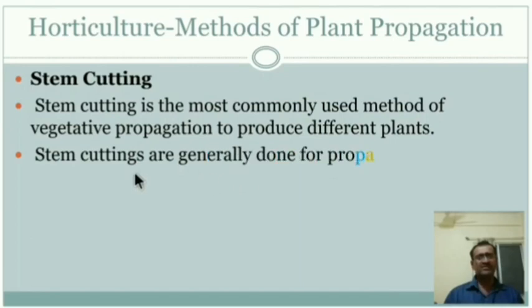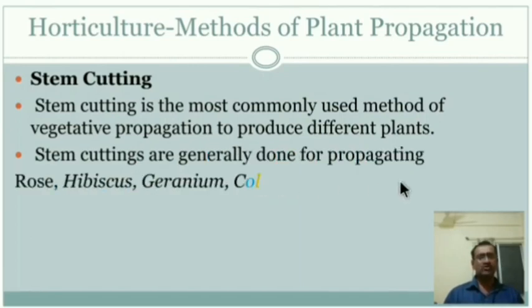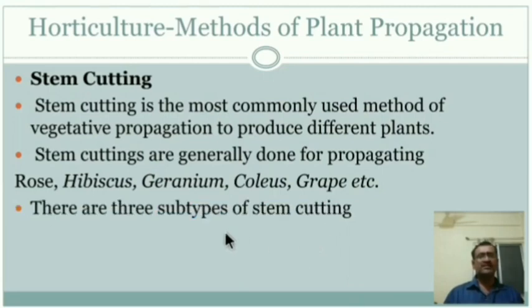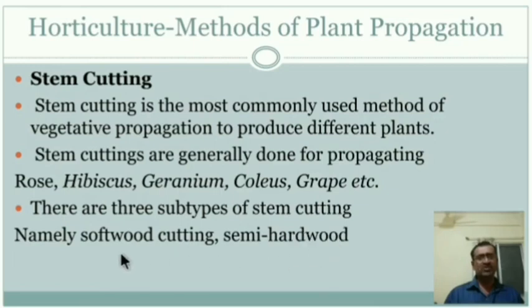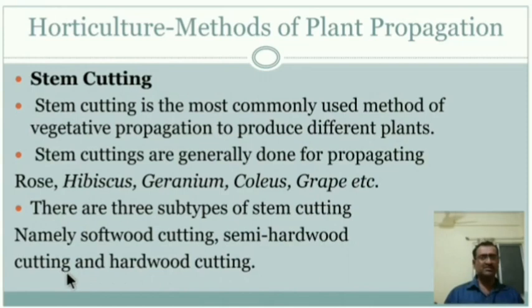Stem cutting is the most commonly used method of vegetative propagation. Stem cutting is generally done for propagating rose, hibiscus, geranium, coleus and grapes. These different plants are generally grown with the help of cutting. There are three subtypes of stem cutting, namely softwood cutting, semi-hardwood cutting, and hardwood cutting.